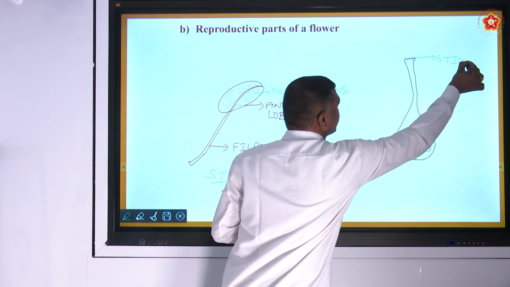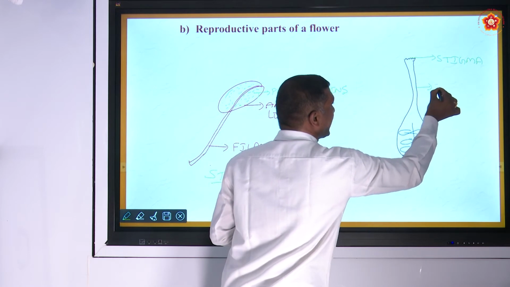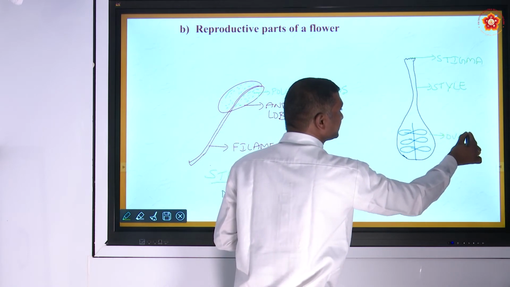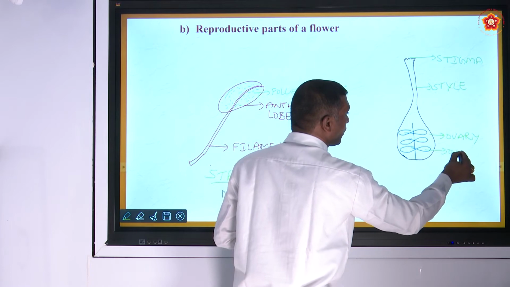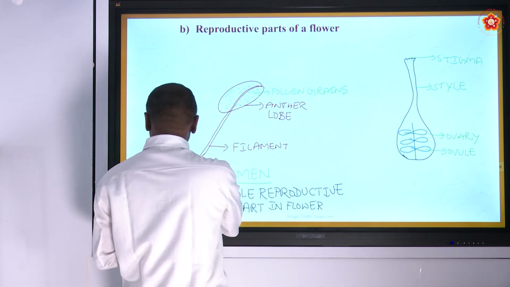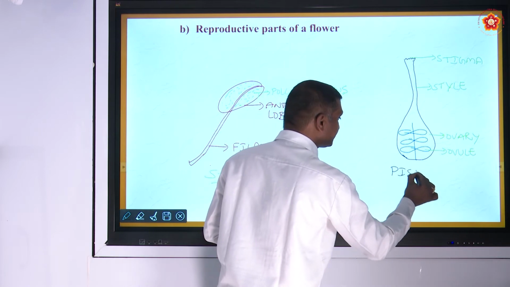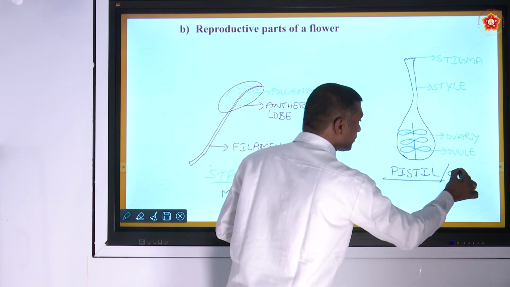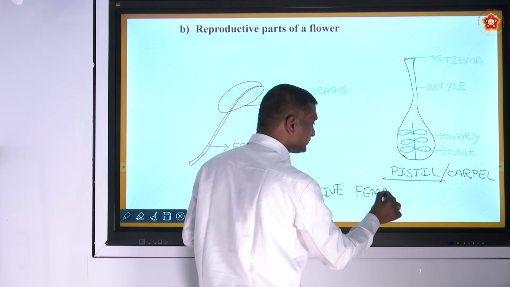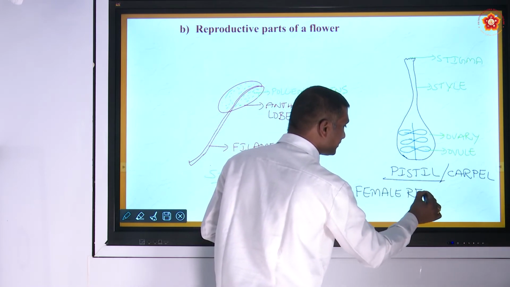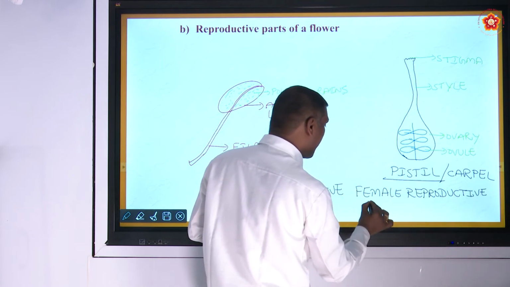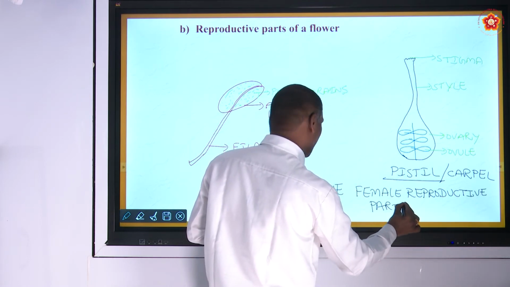Stigma, the elongated style, the bulged ovary, and here you have the ovule, and this is called the pistil, or it is also called carpel, which is the female reproductive part in a flower.